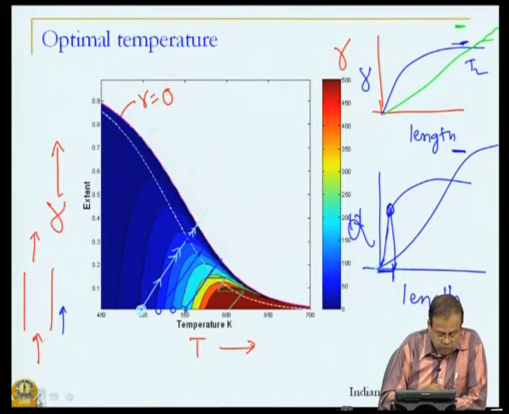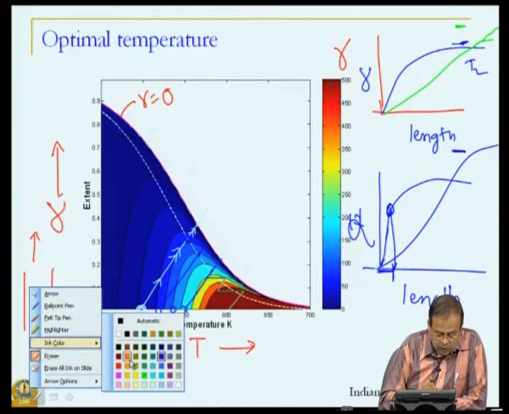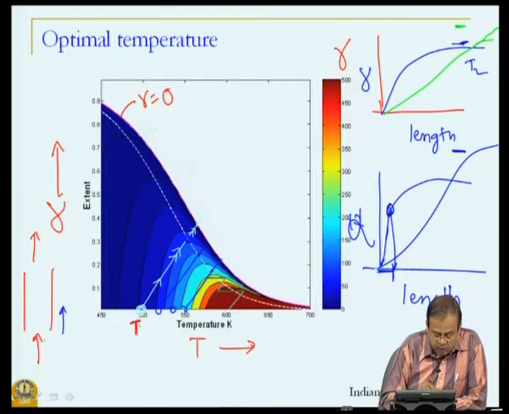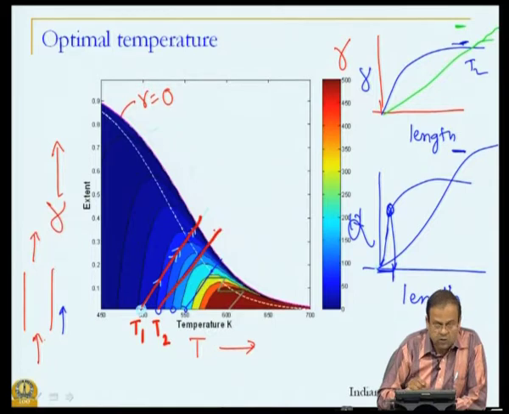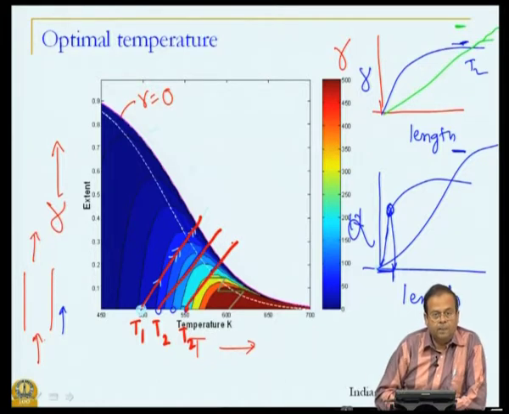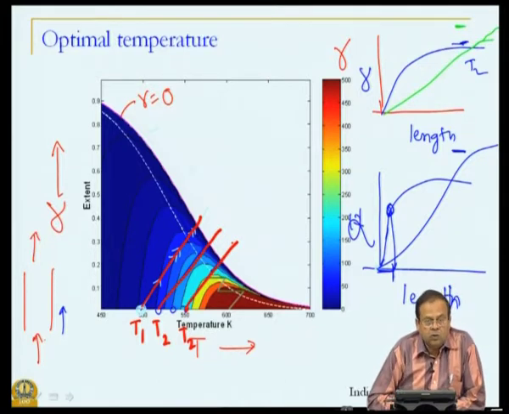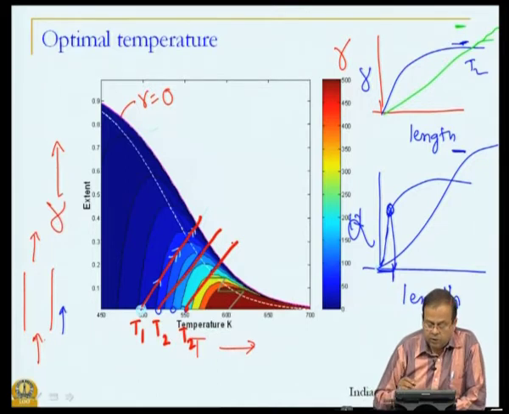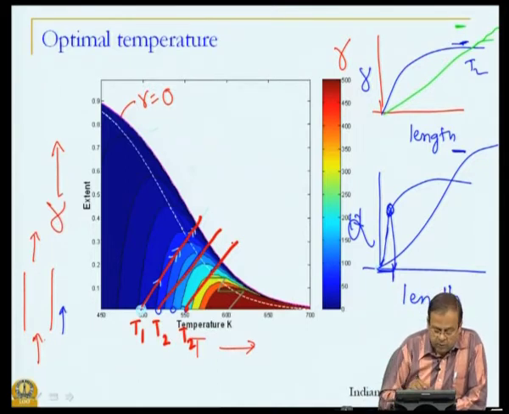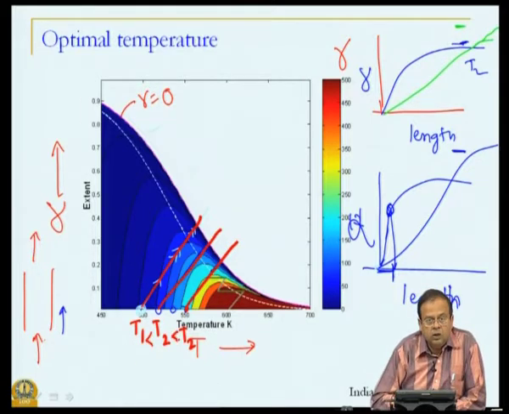Suppose we start with this temperature T1, then we will travel along this line. Suppose I start with temperature T2, I will travel along this line. Temperature T3 over here, I will travel along this line. What are the characteristics of these 3 different temperatures and 3 different lines? Temperature T1 is smaller than T2, which is smaller than T3.